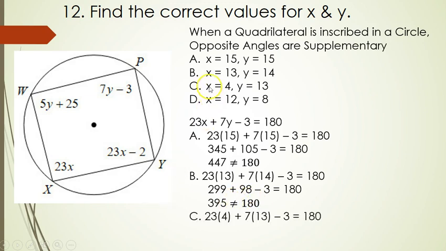Let's try C up here, 4 and 13. So 23 times 4 plus 7 times 13, that's going to be 92 plus 91. Looks like this one might be our answer because that's 183 minus 3, which is 180. There we go. So all I did was plug in the values for x and y and see which one gave me the correct answer, where when I add the opposite angles together, it equals 180.